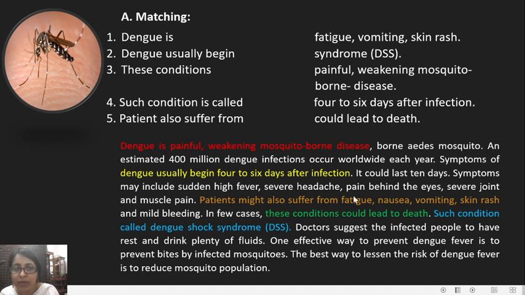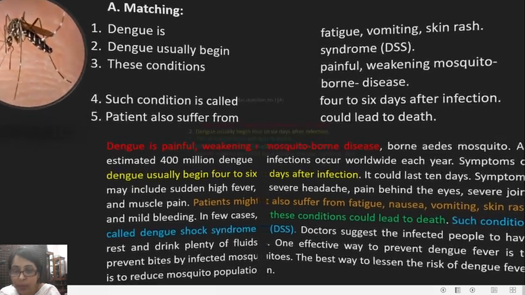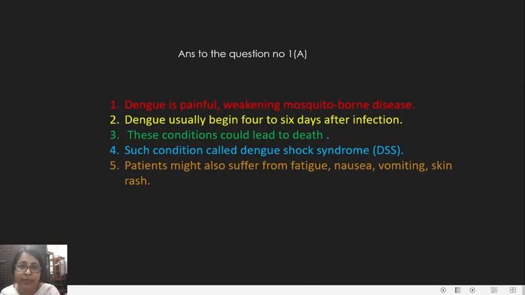So please try to write down, find out. First one, you need to find out the answer from this paragraph or from this comprehension. Then you need to write down all this in this way. Okay boys, so this is actually your answer. So boys, you need to first write down the answer to question 1 and A. And first one, dengue is a painful, debilitating, mosquito-borne disease.